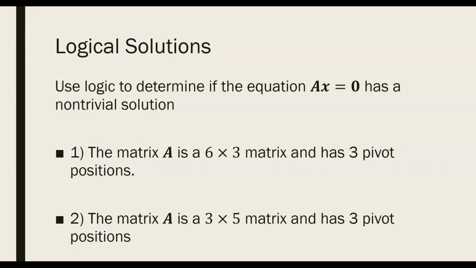Now I want you to think through this on your own. We're going to ask the same question, but we're going to do a matrix which is 6 by 3 and a matrix which is 3 by 5, both of which have three pivot positions. I want you to determine if AX equals 0 will have a non-trivial solution. Go ahead and push pause on the video.